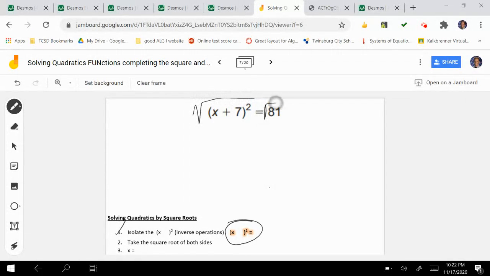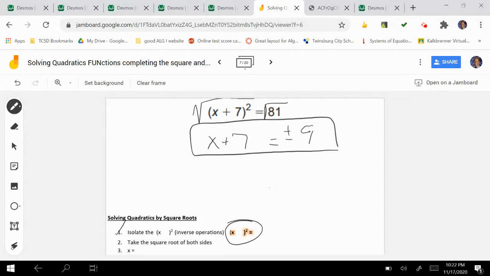So when I do that, remember anytime I do that, I'm going to get that plus minus combo over here. What's the square root of 81? It's 9. What happens when I take the square root of this binomial here? It just drops the parentheses essentially. So now I really have two statements here. I have x plus 7 equals 9. And then I have x plus 7 equals negative 9.